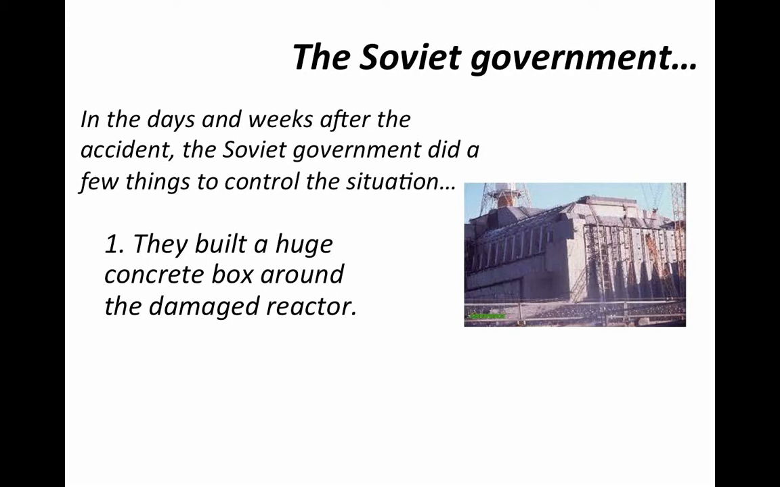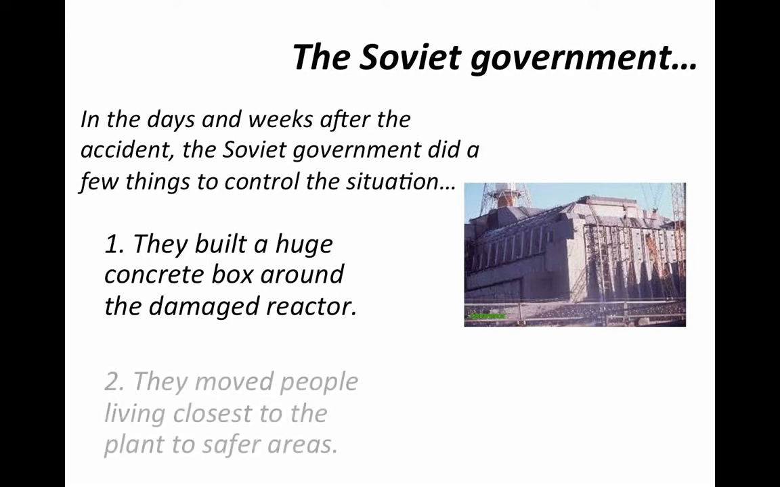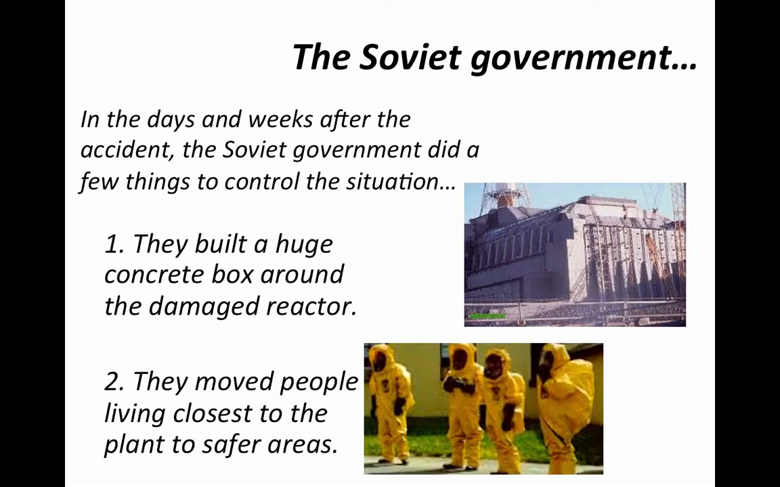The Soviet government also did something else. They moved people living closest to the plant to safer areas. About 135,000 people had to leave their homes. Often they had no warning. Rescue workers suddenly appeared looking like spacemen wearing their protective clothes. The people had no idea what was going on, and the workers hurried the residents onto buses. Then they destroyed contaminated crops, food, and animals.